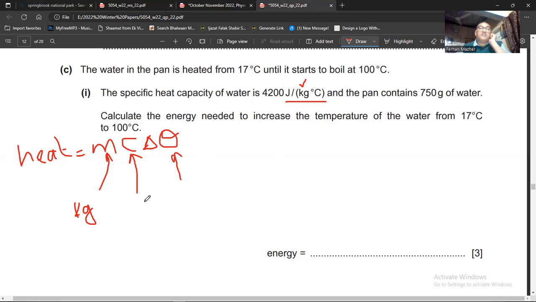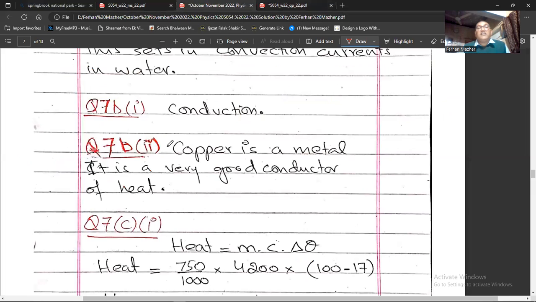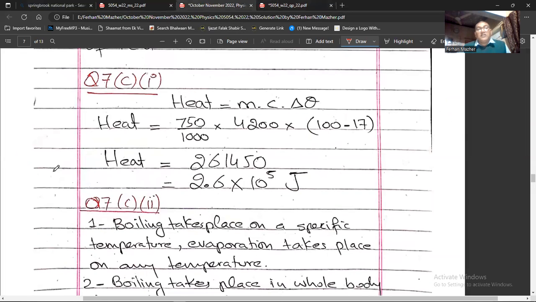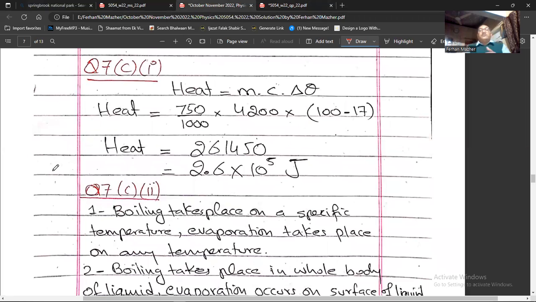That is 100 minus 17. It will be the change in the temperature. So very simple. This is how you do this. Let me show you. I have done this. Okay. So heat is equal to mc delta theta.